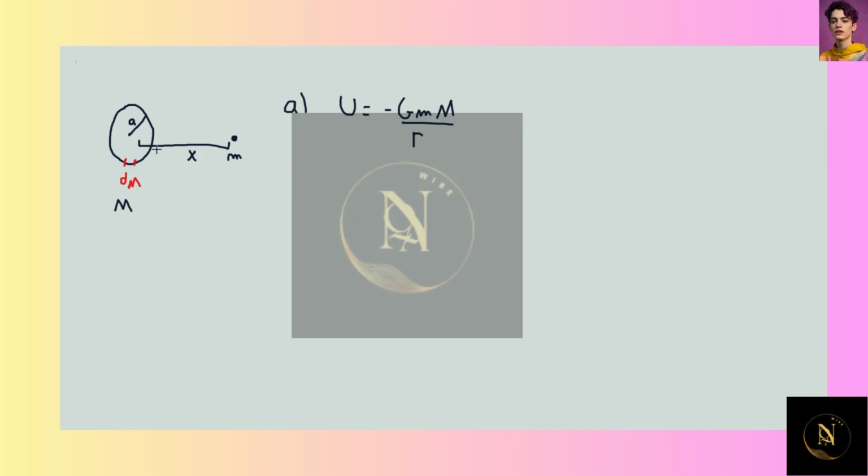So we have a ring of mass capital M and then a smaller mass a distance x away from the center of the ring. And we want to find what the potential energy of this system is. So we know in general that potential energy is negative G and then the two masses divided by r.